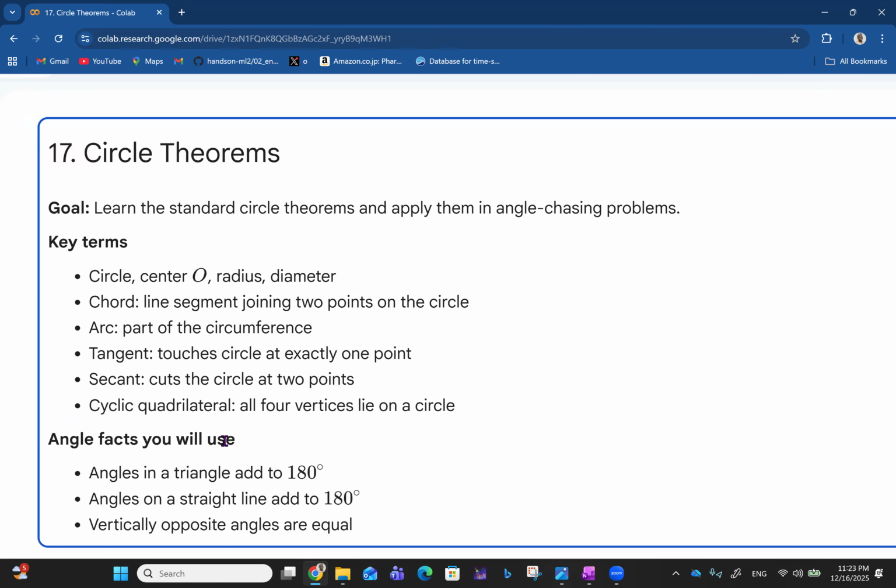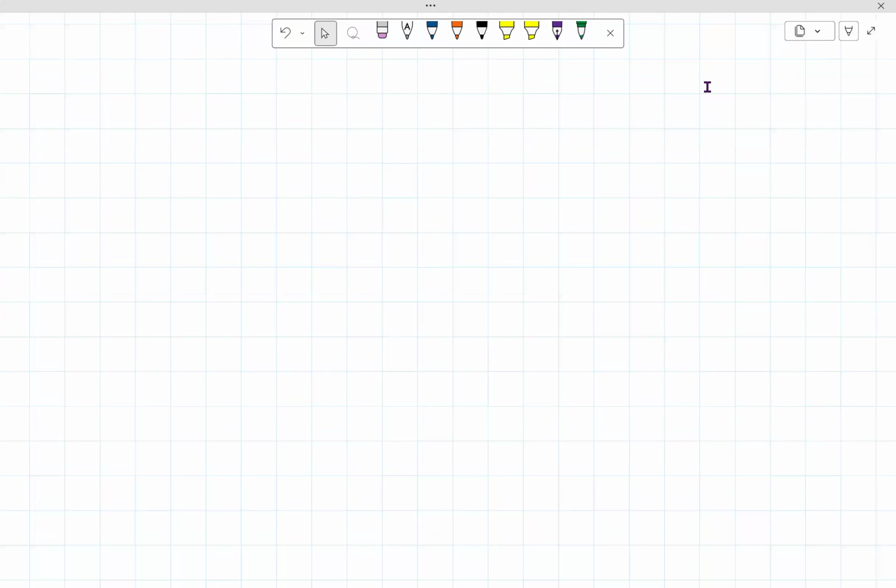Then we have angle facts that we always use, right? The fact that angles in a triangle add up to 180 degrees and angles on a straight line add up to 180 degrees. And of course, vertically opposite angles are equal. So let's look at some of these ideas here.